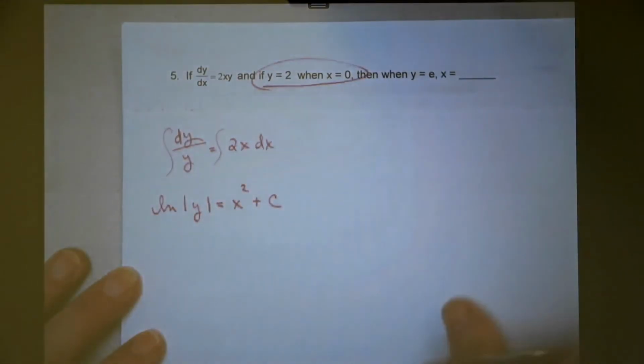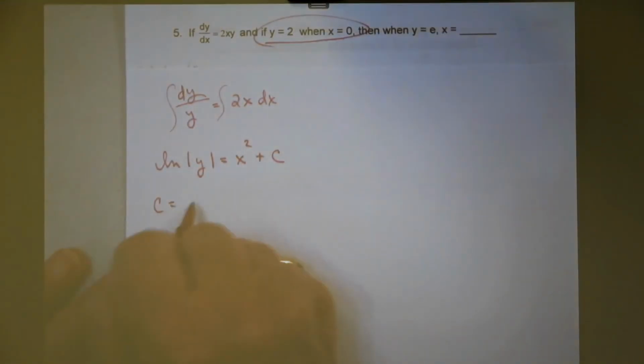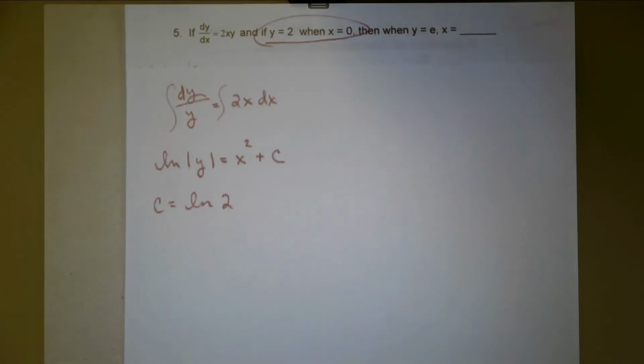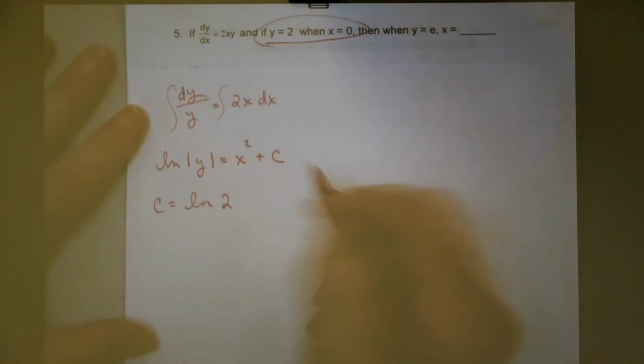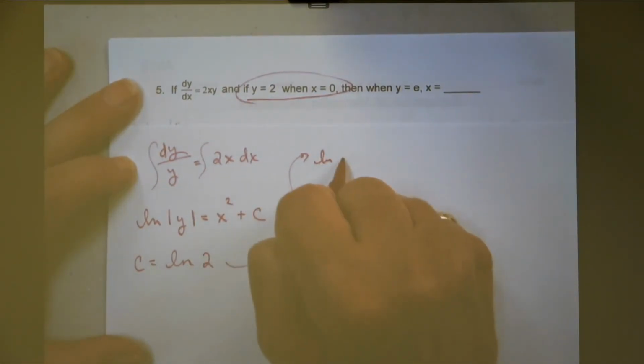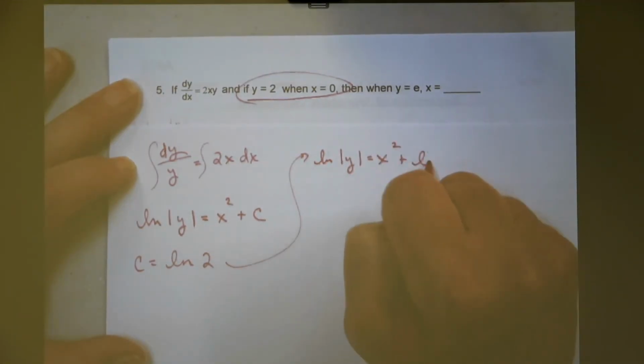Okay, they've given me this condition here. y is 2 when x is 0. So I think it's fairly easy to see that c is ln 2. And again, that's going to give you e to the x squared plus ln 2, and there's your c in the equation, the c equals kt. But I'm getting a little ahead of myself, but here we go. So now we're going to plug that in, and we've got ln y is x squared plus ln 2.